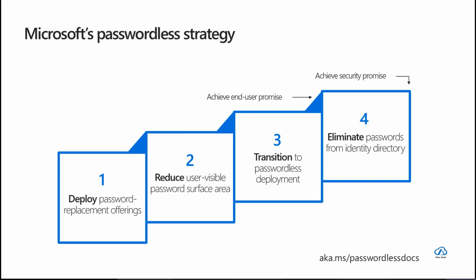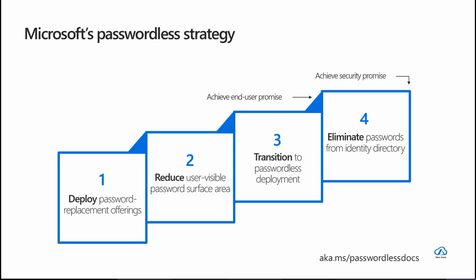The first phase is basically deployment of password replacement offerings, which is what I discussed in the slide earlier: Windows Hello for Business, Authenticator app, FIDO2 security devices. Basically, you deploy them, and this is the first phase. The second phase is where you reduce user visible password surface area, wherein I am using both of them, but I'm trying to improve my environment to be more passwordless friendly. The third is transitioning into passwordless, wherein passwords still exist, but they're not being used. And the fourth is where I eliminate the passwords completely. So I delete the passwords completely. Okay. Now let's discuss this one by one.